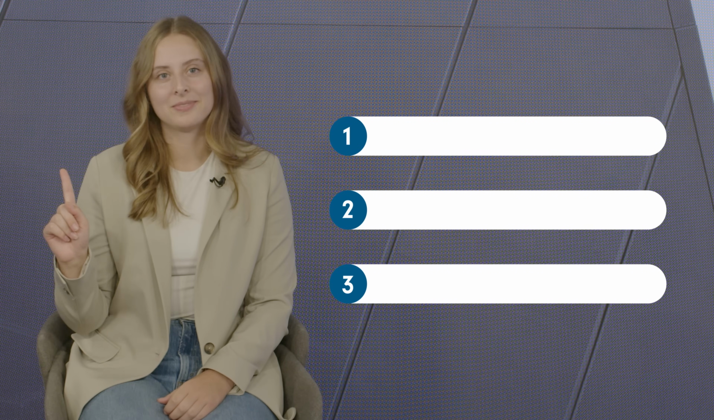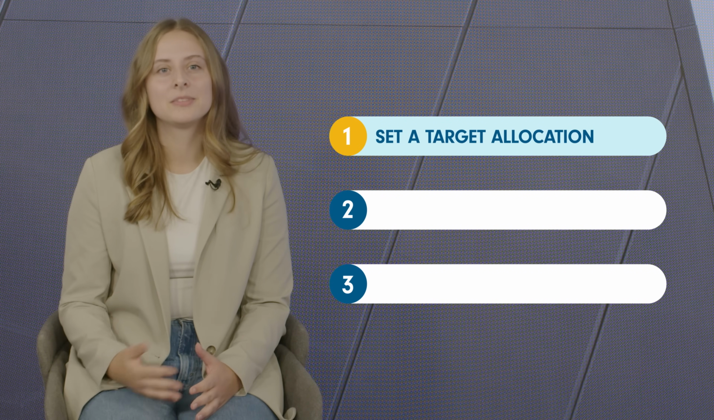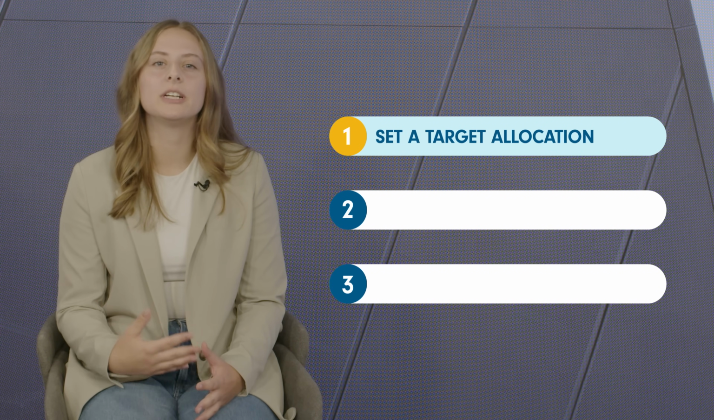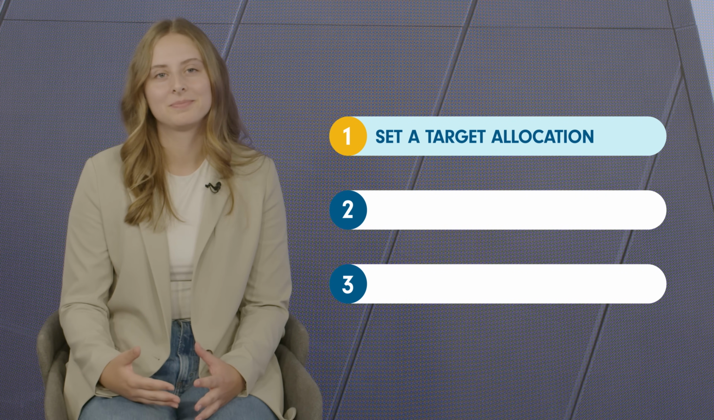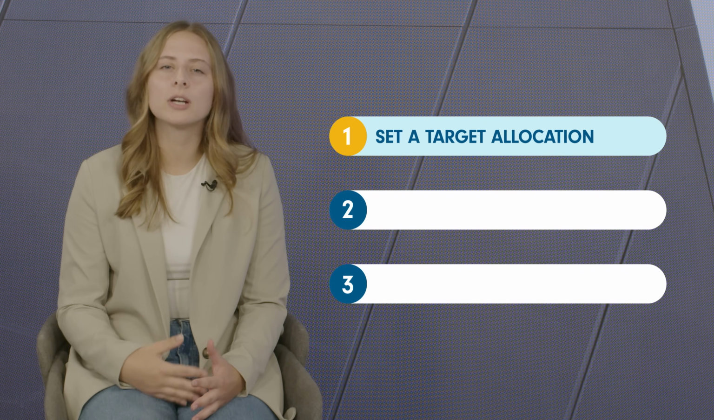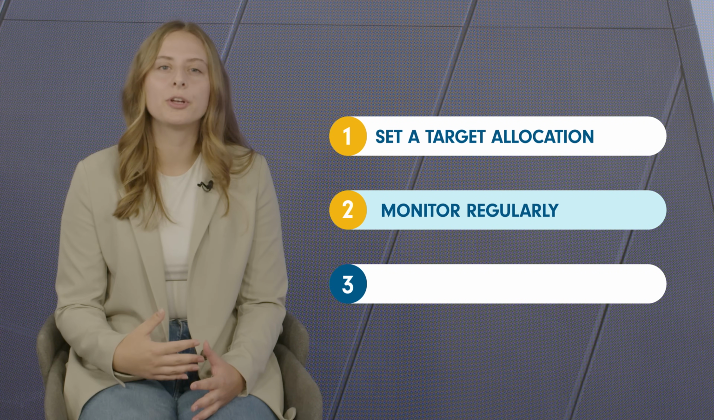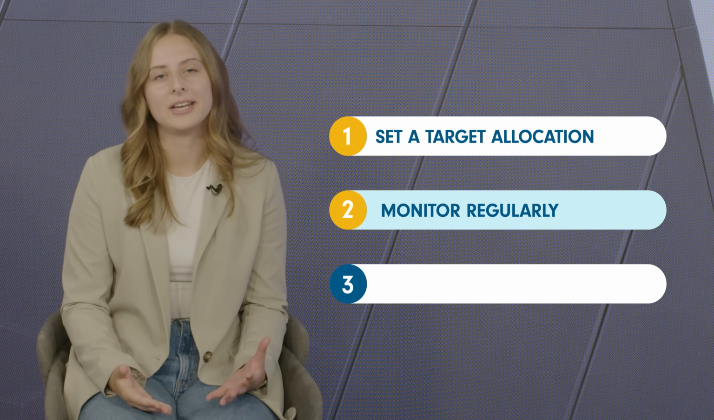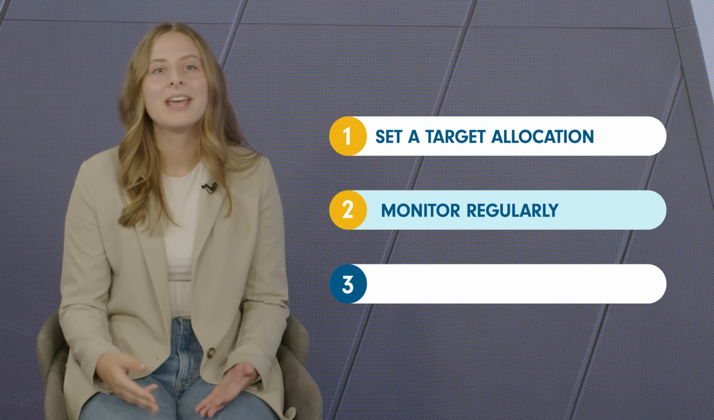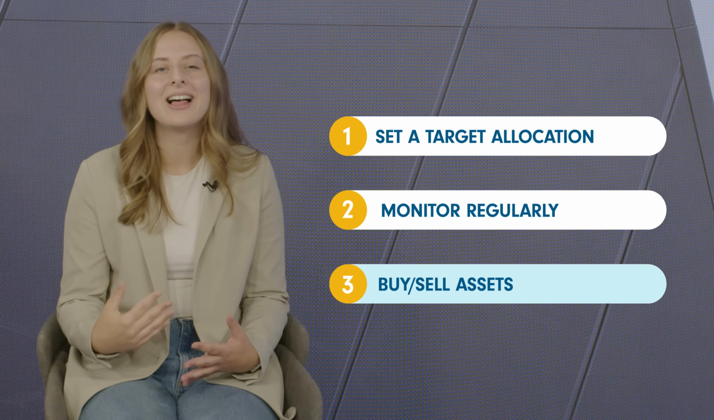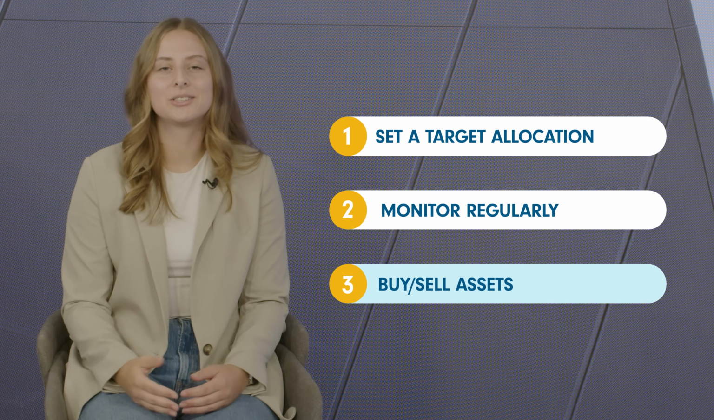And how do you rebalance your portfolio? Well, there are 3 easy steps. Step 1. Set a target allocation. Determine the ideal percentage for each asset class in your portfolio. Step 2. Monitor regularly. Check the portfolio periodically to see if the actual allocation has deviated from the target. And step 3. Buy or sell assets to bring the portfolio back to its target allocation. Monitoring and rebalancing your portfolio will allow you to keep your head in the game long-term as you grow your financial assets.